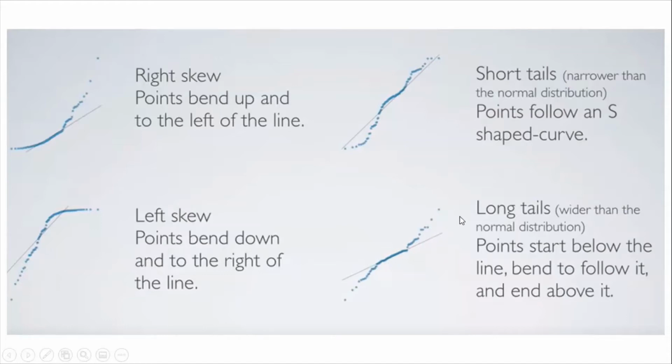So these are examples of long tails, wider than the normal distribution. Points start below the line, bend to follow it and then end above the line. So basically it's a long tail. And if it is short, then it wiggles. And then we have converse and concave. Okay, anyway.